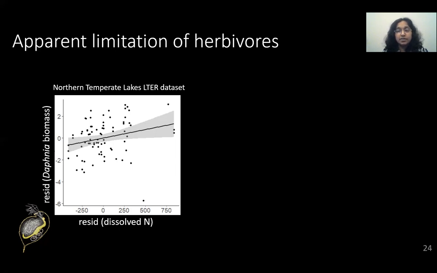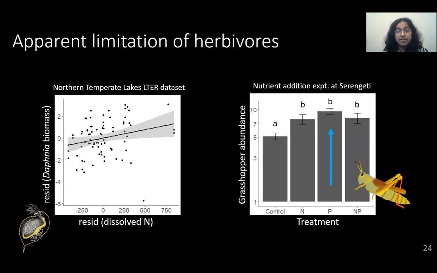Our next example is from a nutrient addition experiment in the Serengeti grasslands. Nitrogen and phosphorus were added to fence plots in a factorial manner, and grasshopper abundance was estimated a year later. Even though grasshoppers are mostly nitrogen limited, we found that grasshopper abundance increased with phosphorus addition, suggesting an apparent limitation by phosphorus.